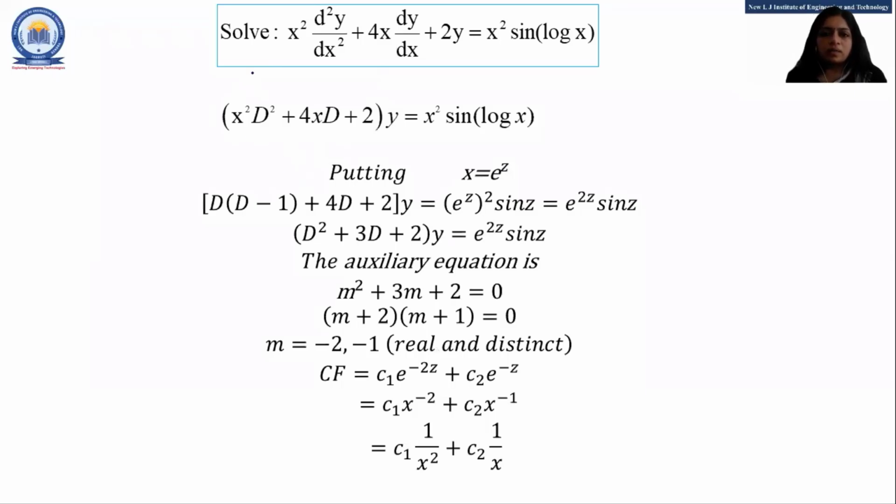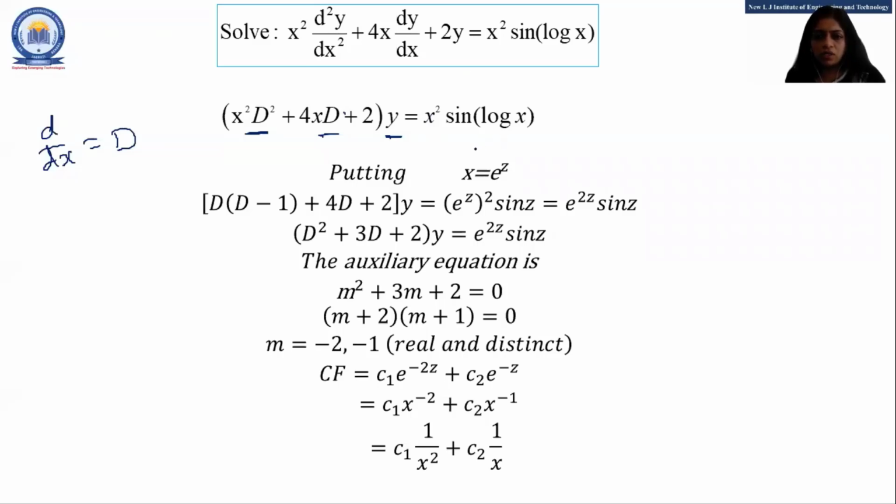Okay. So this x square d square y by dx square, I put this d square y by dx square as capital D square. This x dy by dx is just capital D plus 2, and I put y as a common. Any doubt about this step, students? See, just this d by dx is capital D. You all know d by dx is equal to capital D. So this is x square d square plus 4xd plus 2. I put this y as a common. Here x square sine log x.